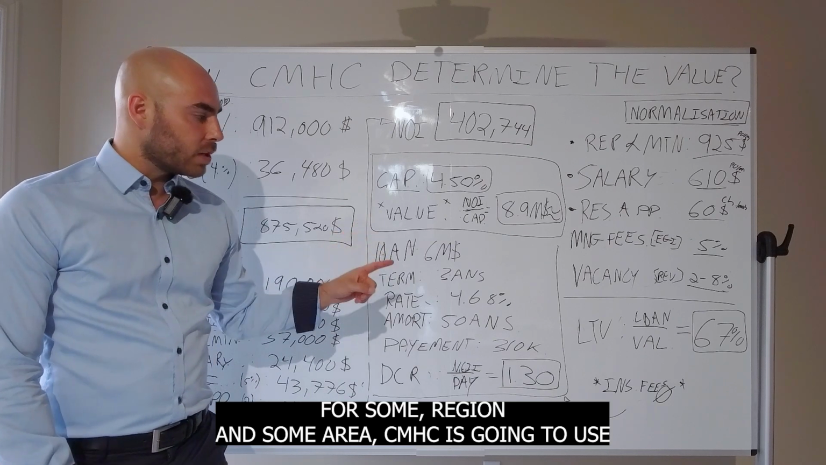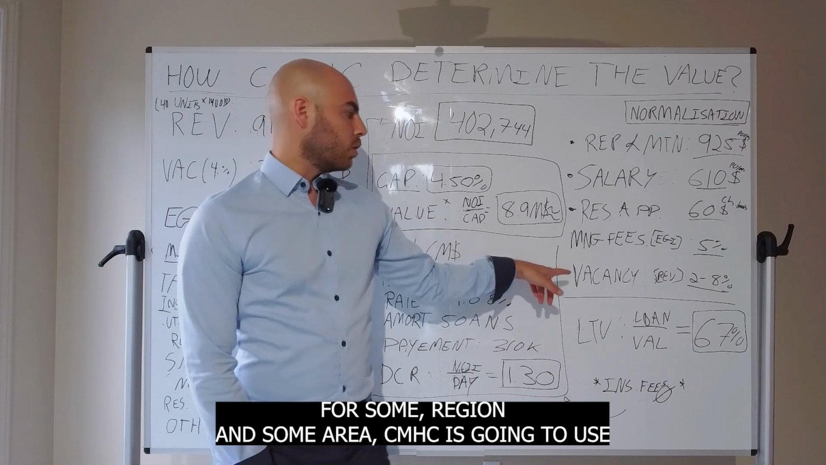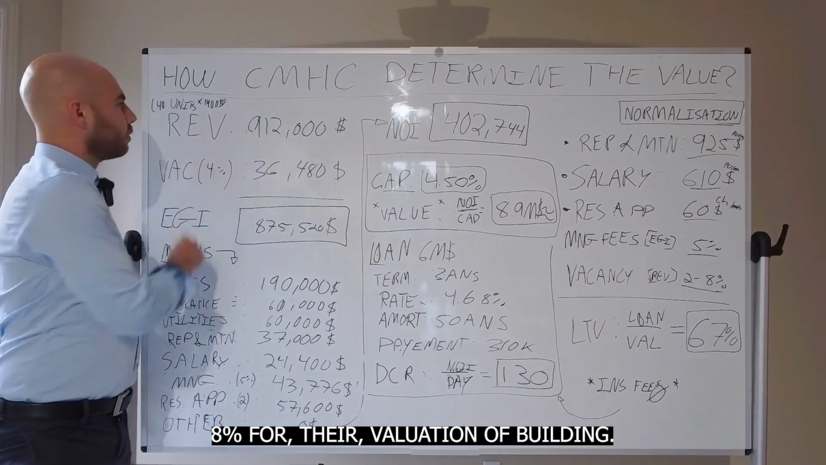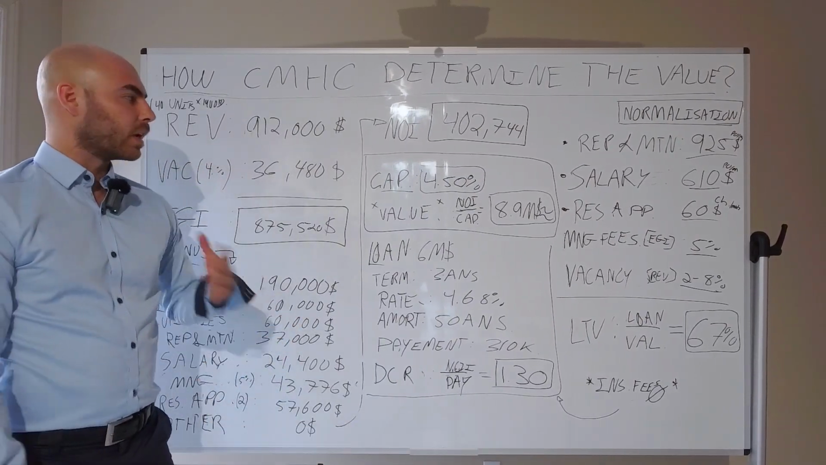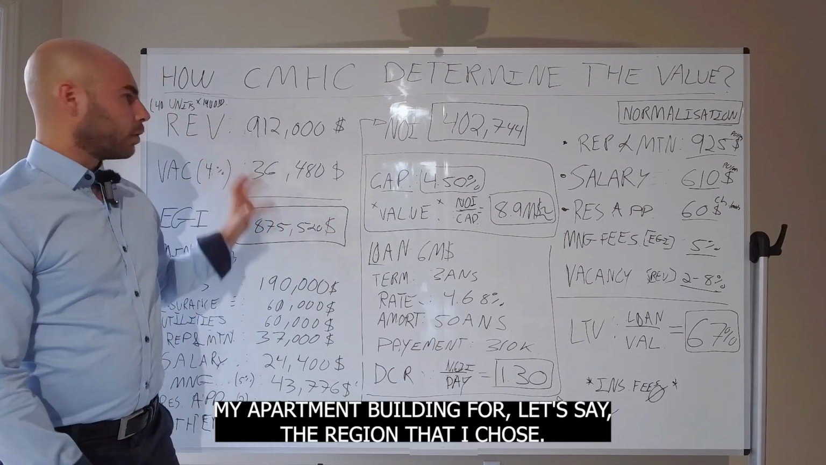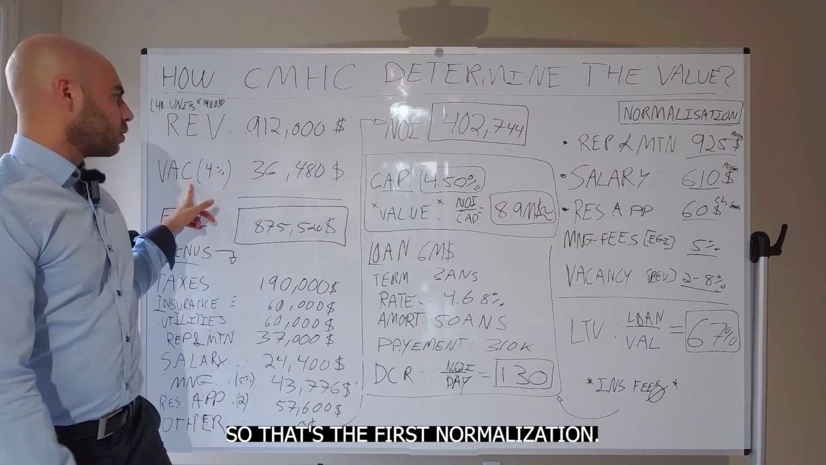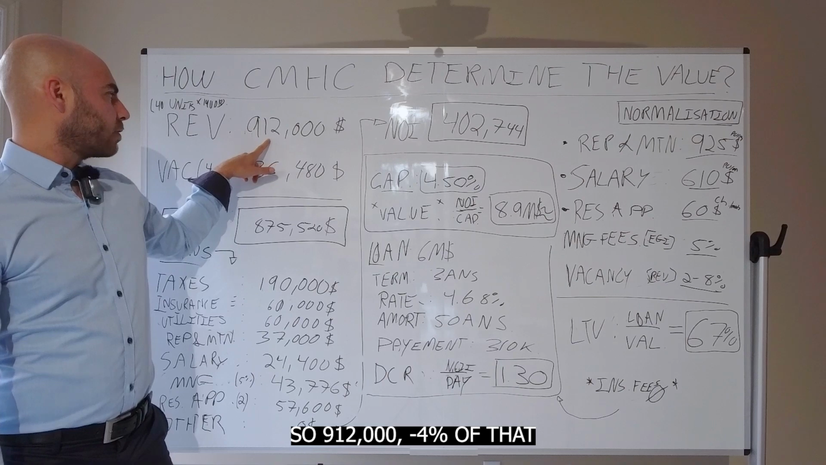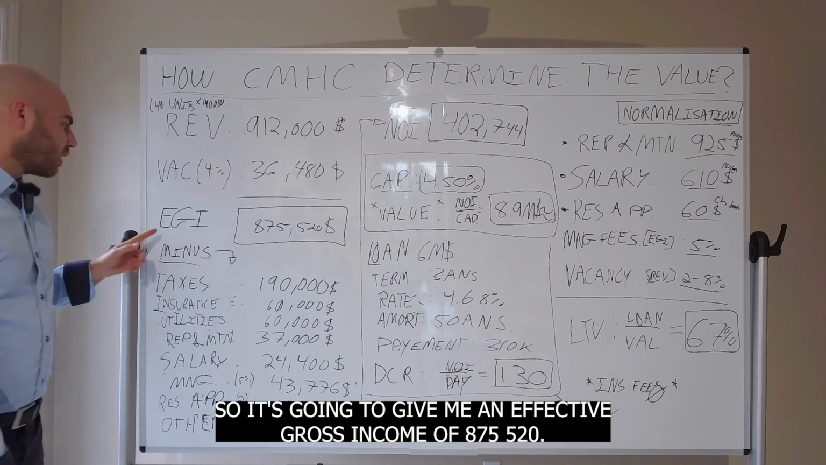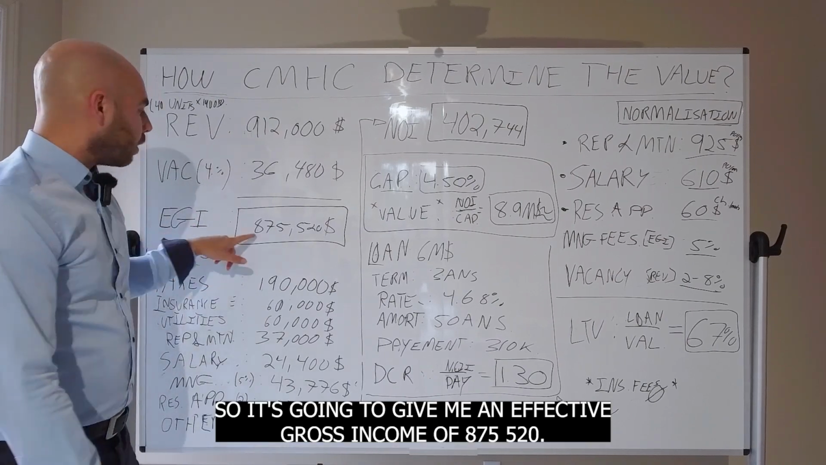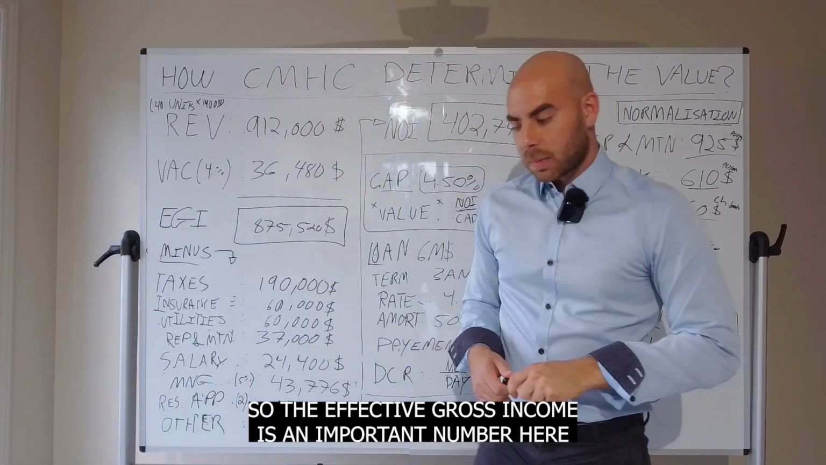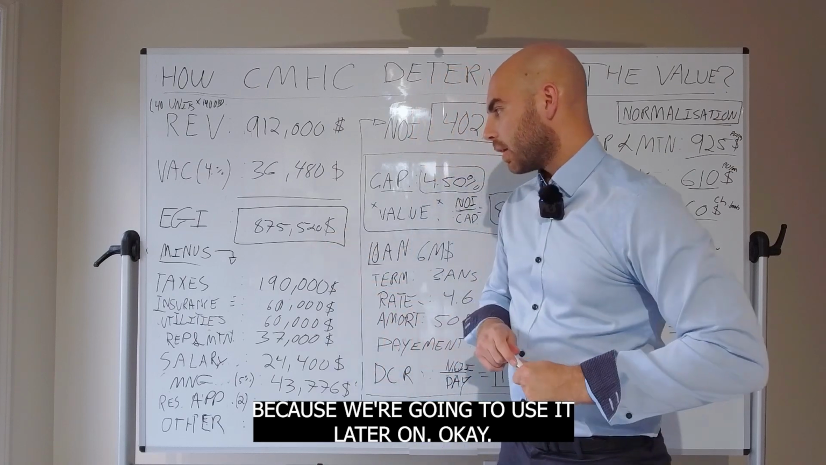for some regions and some areas, CMHC is going to use a normalization vacancy rate of 8% for their valuation of a building. I decided to take 4 for my apartment building for, let's say, the region that I chose. So that's the first normalization. So 912,000 minus 4% of that equals 36,480. So it's going to give me an effective gross income of 875,520. So the effective gross income is an important number here because we're going to use it later on, okay?